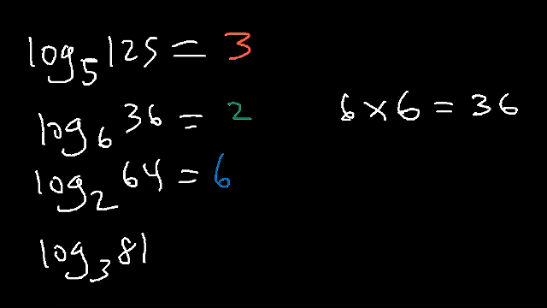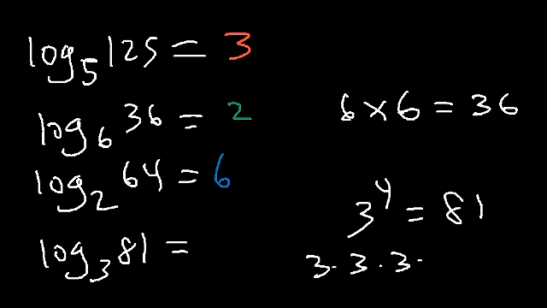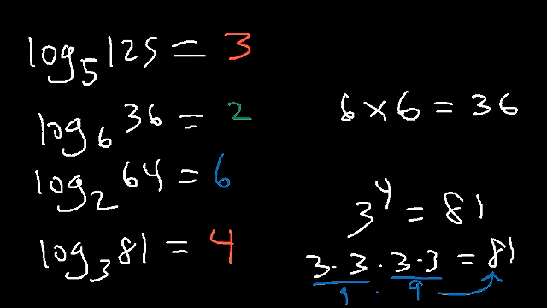Now what is log base 3 of 81? It turns out that 3 to the fourth power is 81. If you multiply 4 3's together, that's 81. 3 times 3, this is 9. And these 3's turn into a 9 as well. 9 times 9 is 81. So log base 3 of 81 is equal to 4, since 3 to the fourth power is 81.